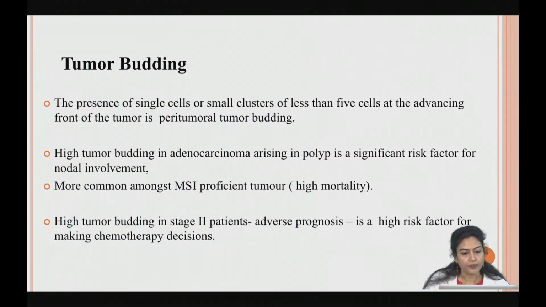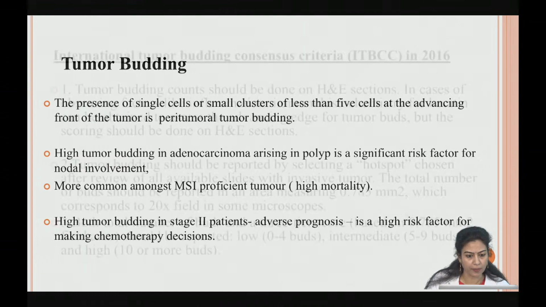Then tumor budding. These are the presence of single cells or small clusters of fewer than 5 cells at the advancing front of the tumor. High tumor budding in adenocarcinomas, particularly those arising in polyps, indicates a significant risk factor for nodal involvement. This is also very common among MSI proficient tumors, and in stage 2 patients it indicates adverse prognosis, so it should be considered a high risk factor for further chemotherapy.